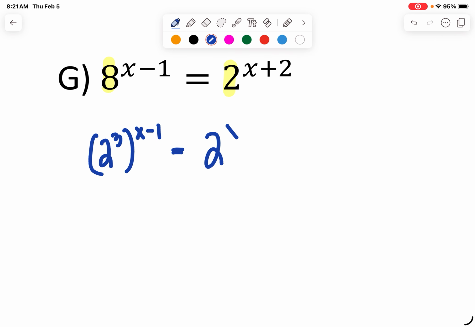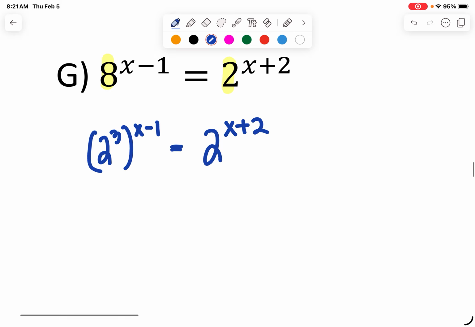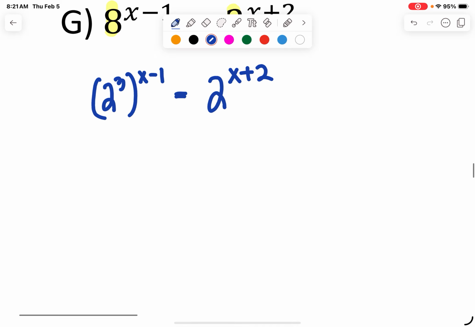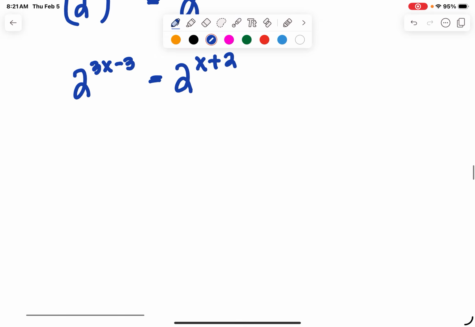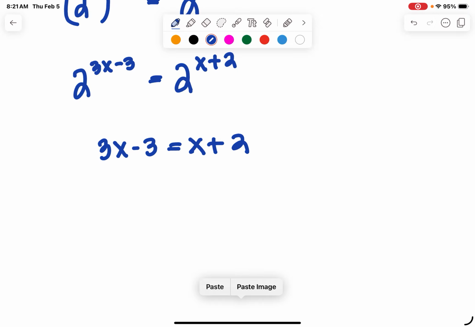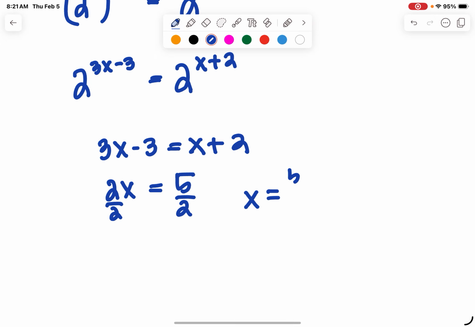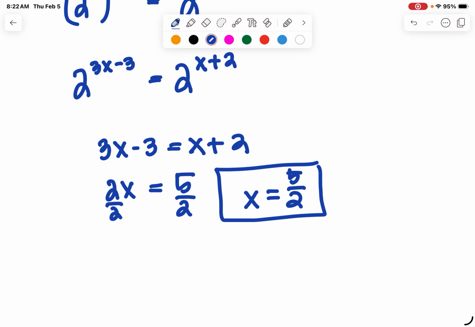And then leave this as base 2. And then I have power to a power. So that's 3x minus 3. And here, this is 2 to the x plus 2. I get 3x minus 3 is equal to x plus 2. Subtract x from both sides, that's 2x. Add 3 to both sides, that's 5. Divide by 2, and I get x is equal to 5/2. Okay, go ahead and pause the video and try the next one on your own.